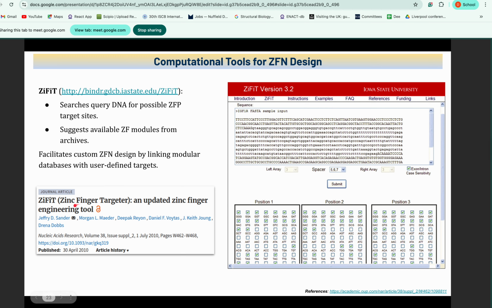If you're interested, you can go through this article about ZIFIT, and this is how it appears. Right now, when I was looking into this ZIFIT server, it is not working. But this screenshot I obtained from the already published paper where they have shown this. So there are some tools which might not work today, but this is the basic idea of why they were designed and what information they can provide you.